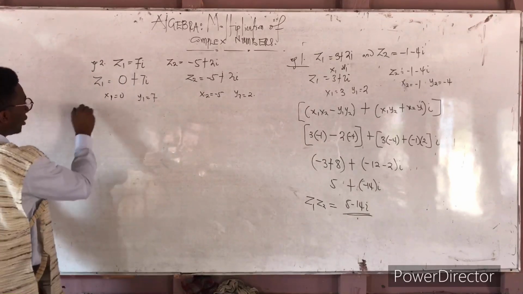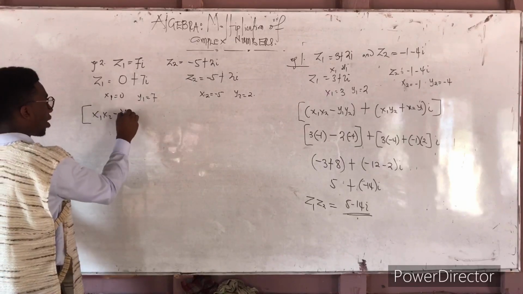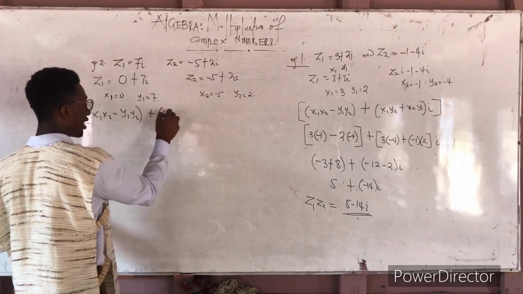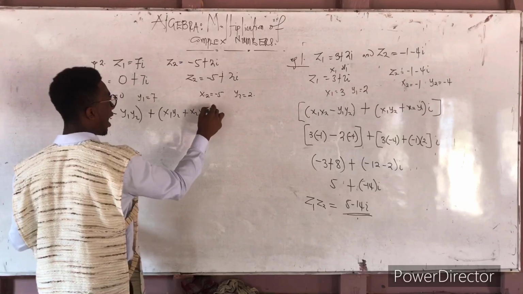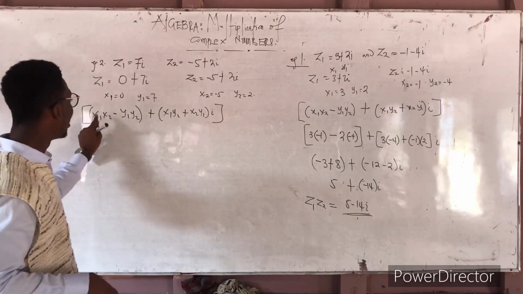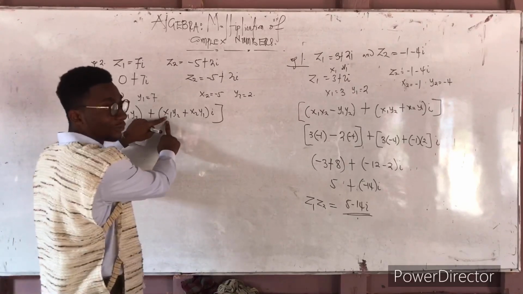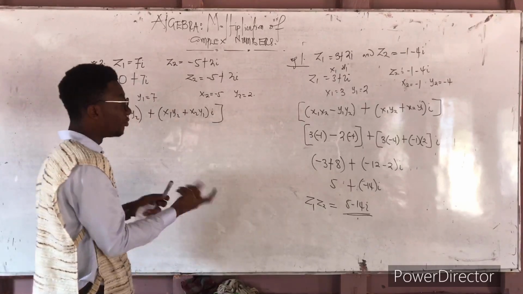Okay, let's put the formula there: x1 x2 minus y1 y2 plus x1 y2 plus x2 y1 times i. As time goes on, you should be able to memorize this. You know that this one is x1 x2, this one is y1 y2. But this one is when you take x1, you have to take y2, plus when you take x2, you have to take y1, and add the i to it. You have to memorize it.